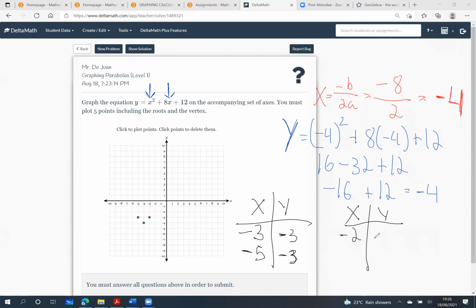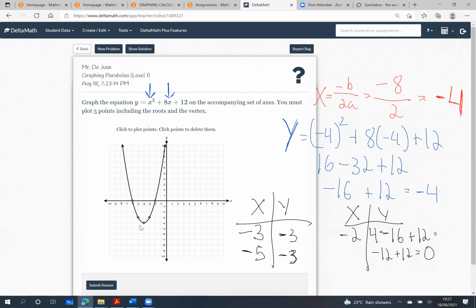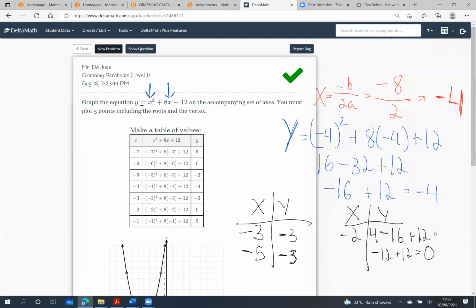So -2 times -2 is 4. 8 times -2 is -16 plus the 12. 4 minus 16 is going to give me -12 plus 12. Look at that. We found ourselves our x-intercept, -2 and 0. And if that's -2, 0, -6 has to also be an x-intercept, okay?